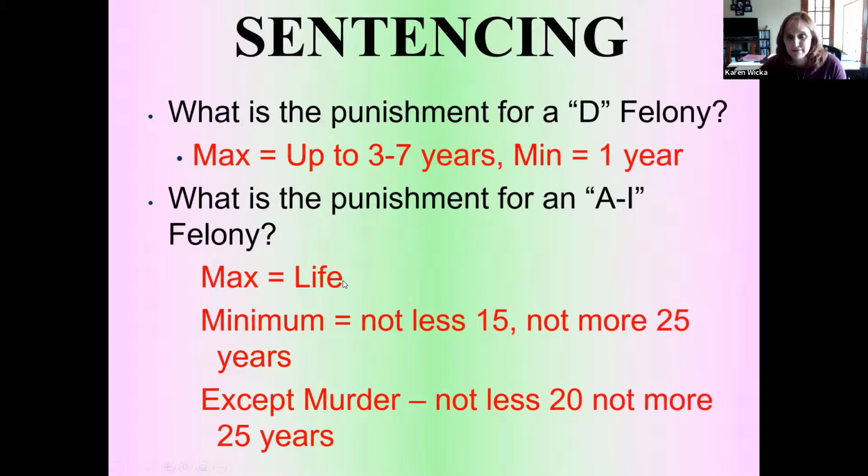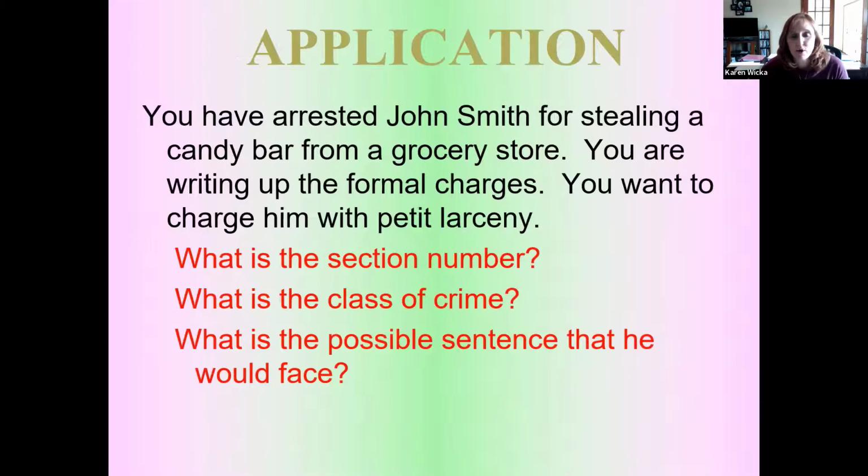Your max is life, and now your minimum is not less than 15 or more than 25, except for murder, and then that says it's 20 to 25. So if it's an A1, it's 15 to 25 to life. If it's murder, it's 20 to 25 to life. So A1s and A2s are the only ones that are going to have a range for the minimum. Otherwise, the range is always going to occur at the maximum. Okay? So I really hope that that helps.